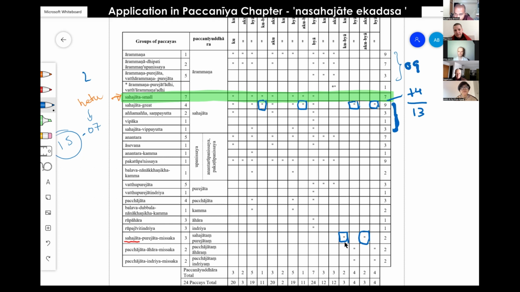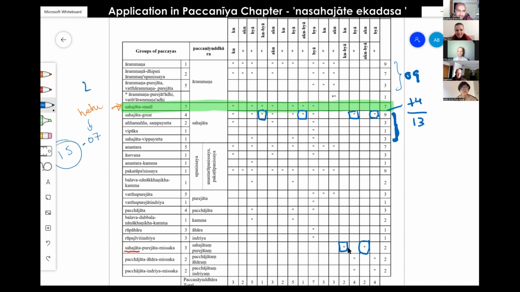Here we find sahajata, purejata, missaka, which were not included before. These 2 are Vissajjana. Do we get it? These 2, kusalabhyakato kusalasa, was not included here. Akusalabhyakato akusalasa was not included here. So from here we are getting 2. Right? So we add up 2. And for Paccayatahara missaka, we have kusalabhyakato abhyakatassa and akusalabhyakato abhyakatassa, but they were already included here. So we are not going to add up this part. So we add up this 13 and 2. So this is the final answer.